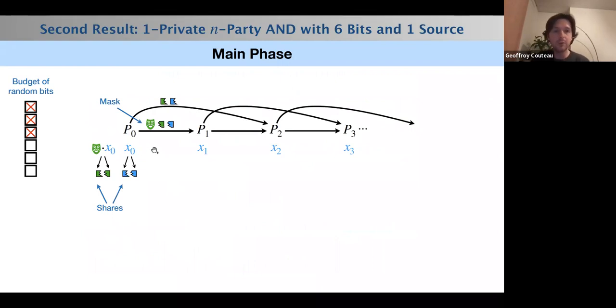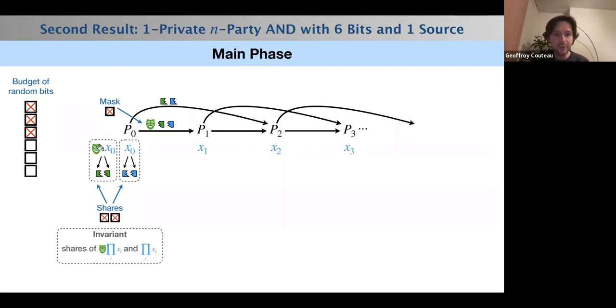And we'll proceed as follows. The protocol starts by having P0 share X0 and X0 times some mask, which is a random mask that it produces. So producing the mask and sharing X0 and X0 times the mask uses already 3 random bits. And those 2 things here will be our invariant throughout the protocol. Meaning that the parties will always have shares of the products of all xi's so far, and the product of all xi's so far times a mask.